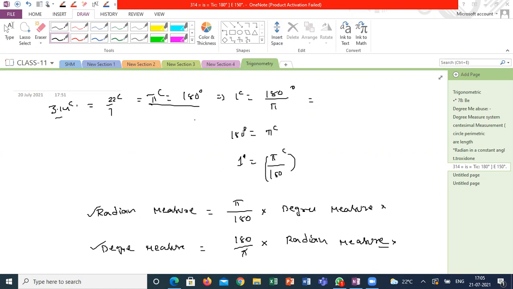If I want to calculate how many degrees 1 radian is, it is 180 by pi. What is the approximate value of 180 by pi? How much will you get? 57.30. Am I right? 57.30.